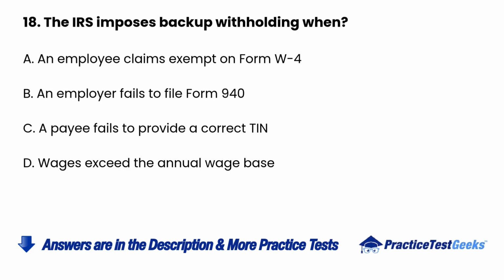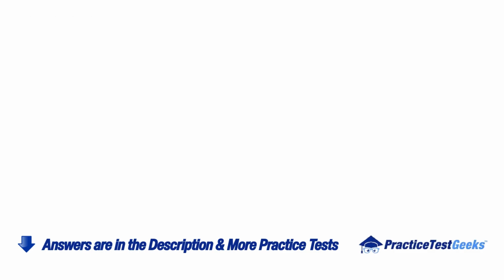18. The IRS imposes backup withholding when: A. An employee claims exempt on Form W-4. B. An employer fails to file Form 940. C. A payee fails to provide a correct TIN. D. Wages exceed the annual wage base.